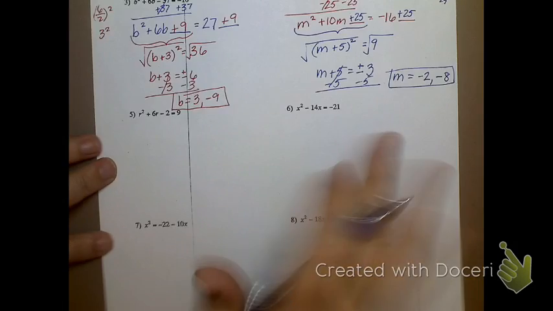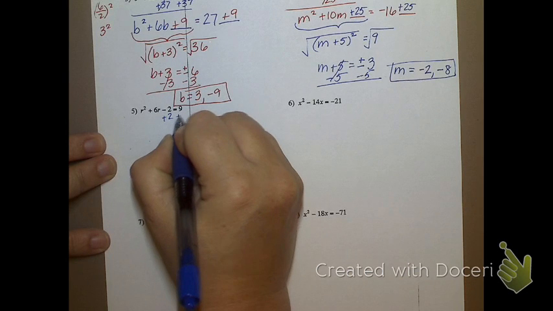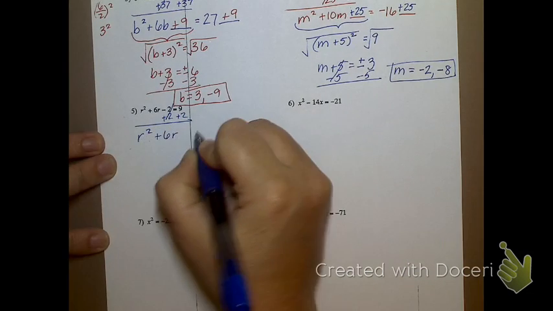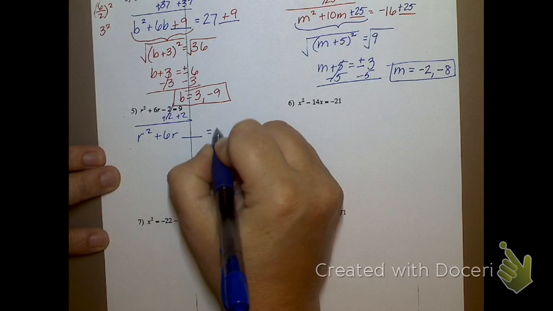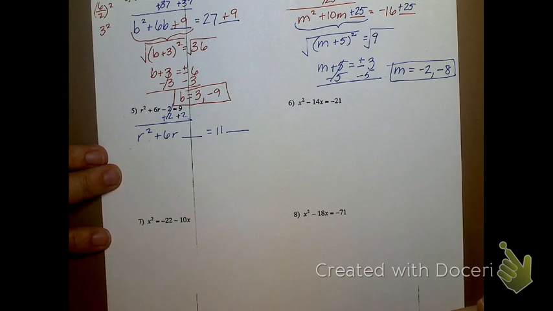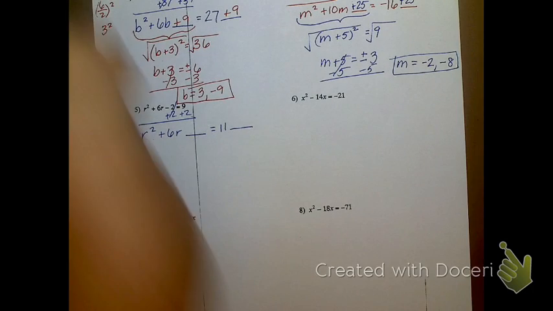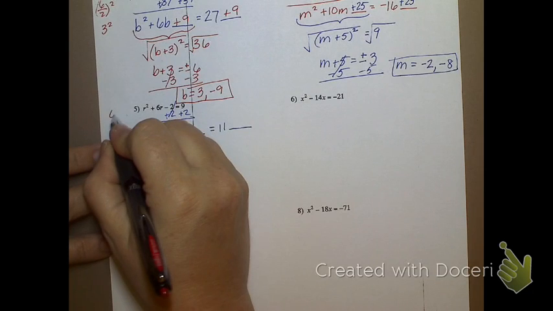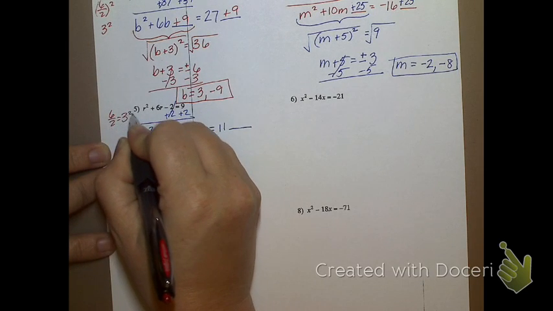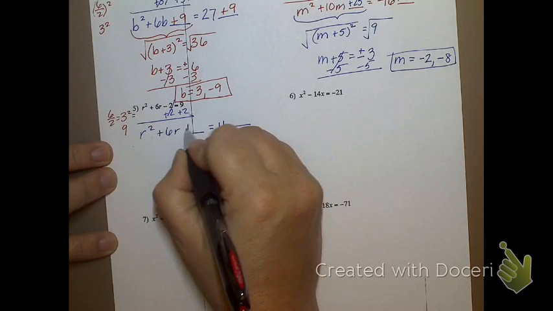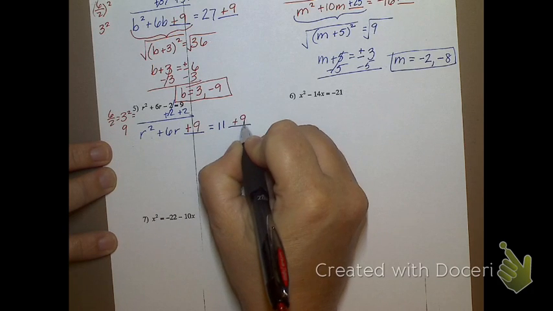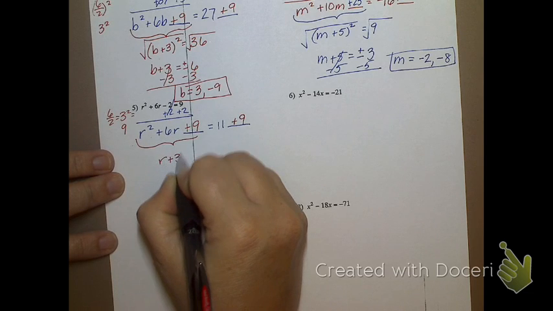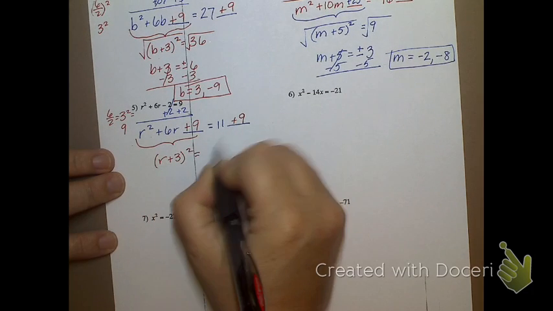Okay. Over here, add 2. R squared plus 6r blank equals 11 blank. What am I plugging into the blank? Yeah. 9, right? 6 over 2 is 3, squared is 9. So plus 9, plus 9. What does this factor into? R plus 3 squared. Over here I have 20.